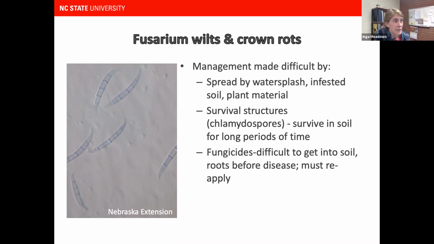But essentially, the management is made difficult because the spores are easily spread by water splash, so they can splash to adjacent plants when they're watered. And then infested soil and plant material can also serve as a means for transmitting the fungus. They also have survival structures. We call them chlamydospores, but they're just a different type of spore that can survive in soil for long periods of time. And then fungicides, we can use fungicides, but they're difficult to get into the soil and the roots before disease occurs. And you have to consistently reapply if that fungus is present in the soil.